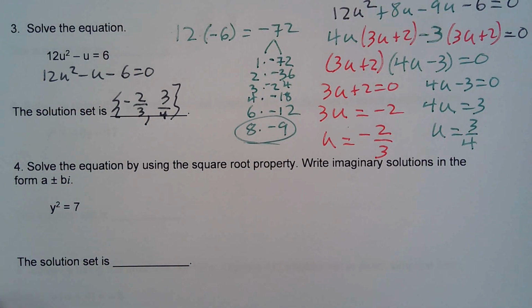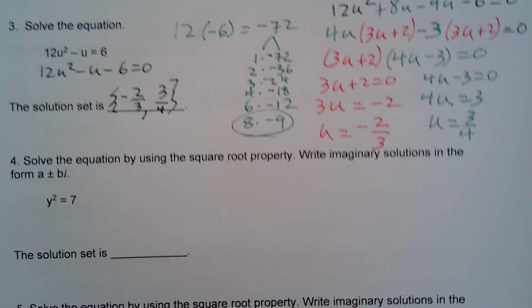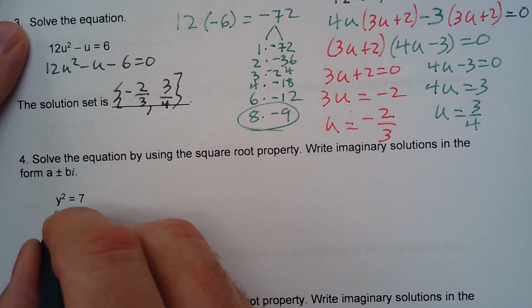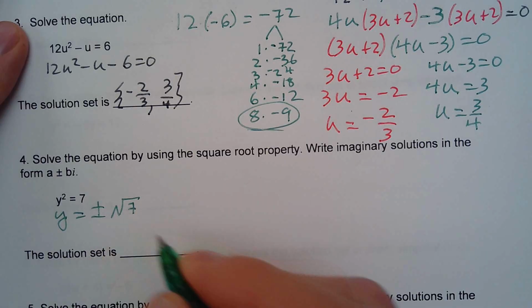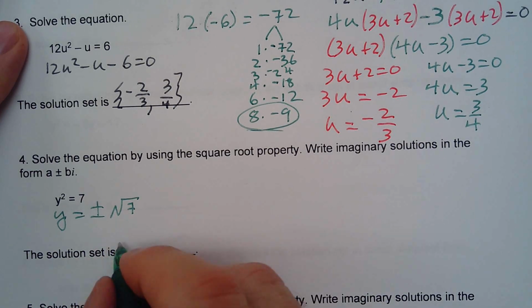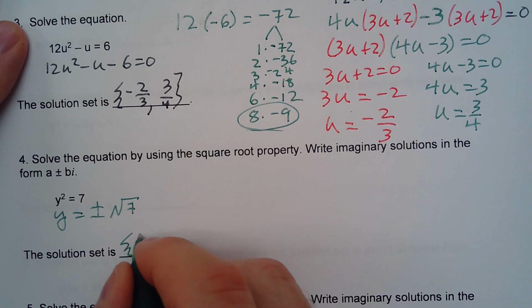We're going to be using the square root property. So it's already solved for y, so that'd be y equals plus or minus square root of 7. That cannot be simplified, so that would be our answer.